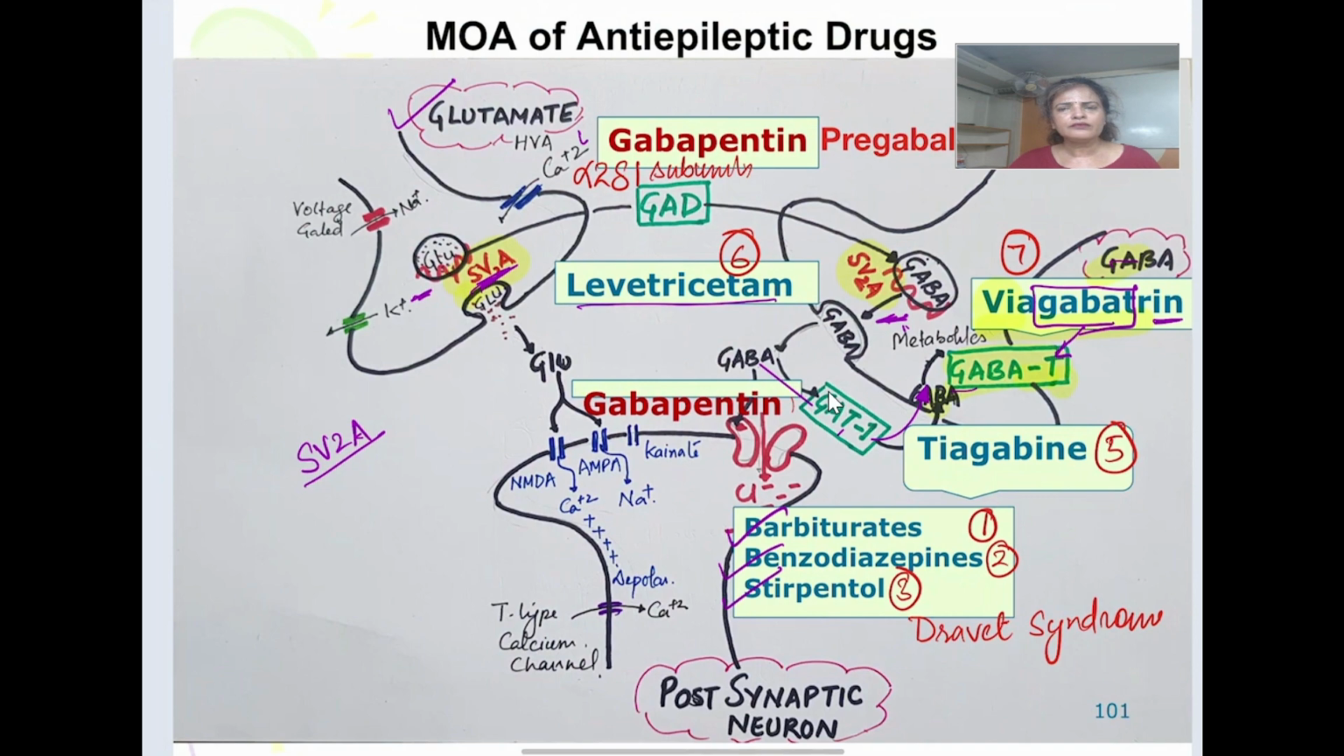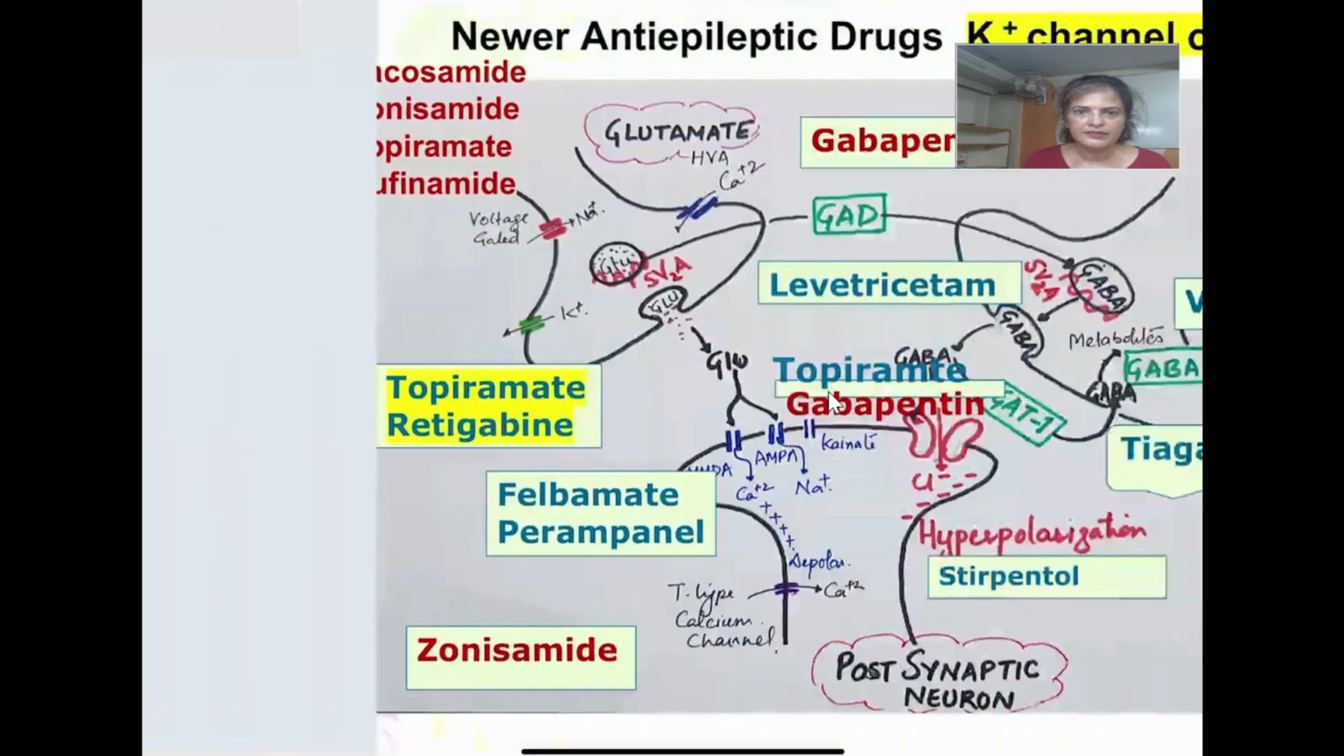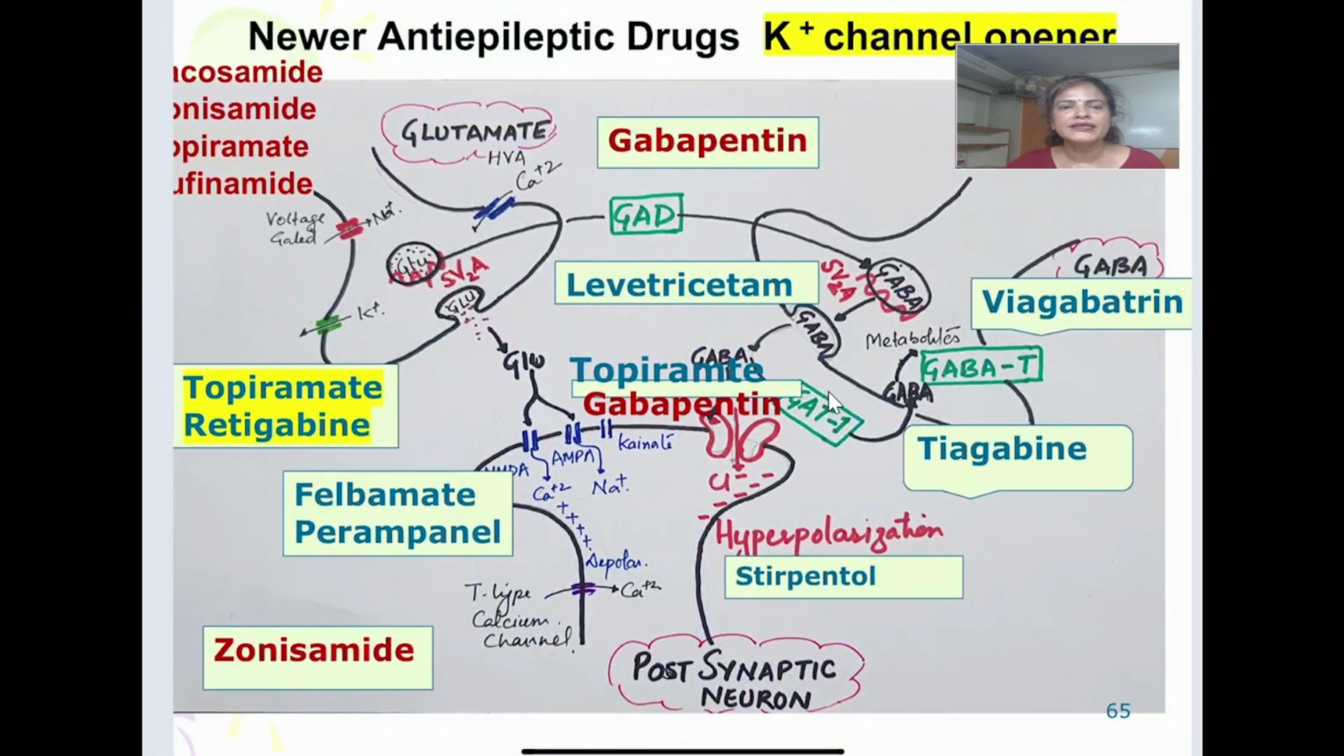Another question which is very commonly asked in the exam is about newer anti-epileptic drugs. The different mechanisms of action I have almost covered. So how can you attempt this question on newer anti-epileptic drugs? You can write the names, and you can also write them depending on the mechanism. Here a little is missing, let me complete it.